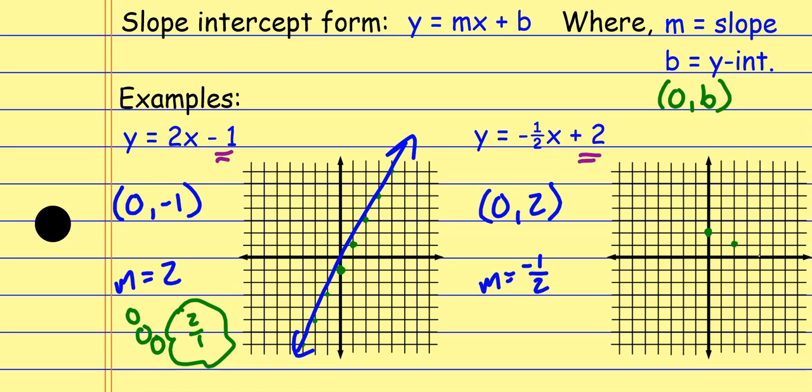And I can keep that pattern going. Down 1 over 2, down 1 over 2, down 1 over 2. Or I could keep the pattern going the other way. It would be up 1, back 2. All right. And now I graph this line.